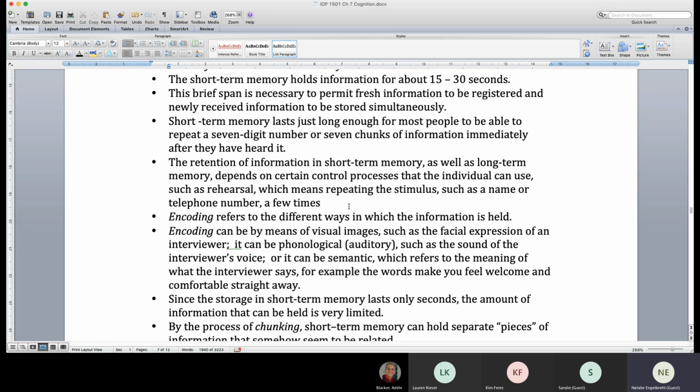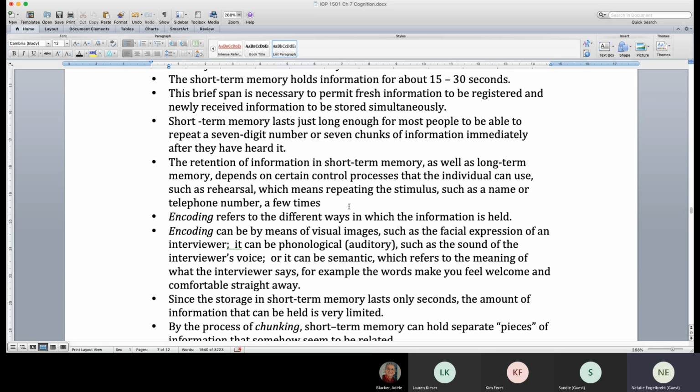For example, the words make you feel welcome and comfortable straight away. Now, I use encoding when I have to learn a telephone number. So my visual image is literally the keypad on a phone and the formation. So it's 1, 2, 3, top row, middle row, 4, 5, 6, third row, 7, 8, 9, and then you have the 0 at the bottom. So when I try to recall somebody's number, I literally have to go onto the keypad because there is a sequencing that I remember in what the number is.